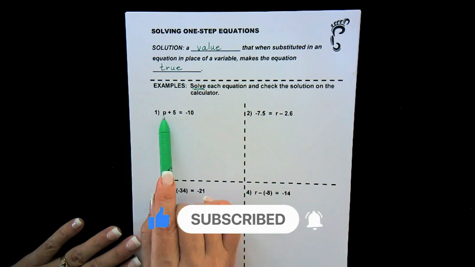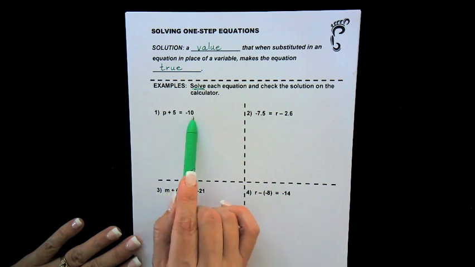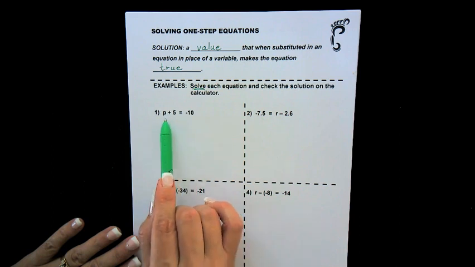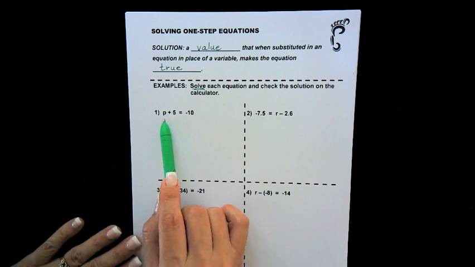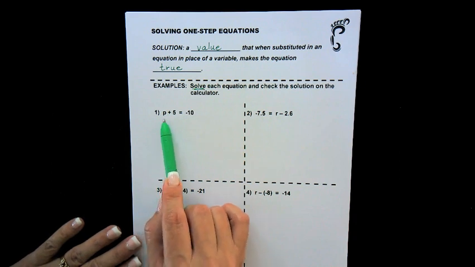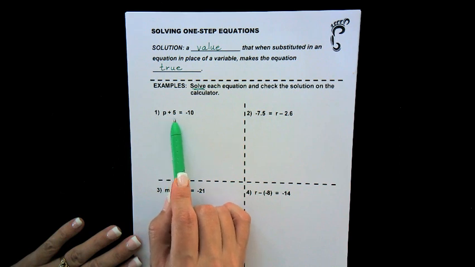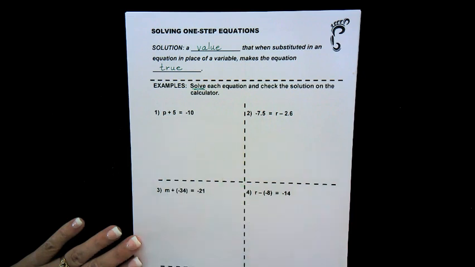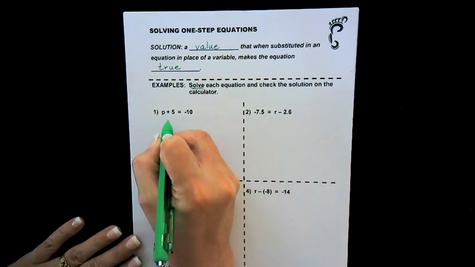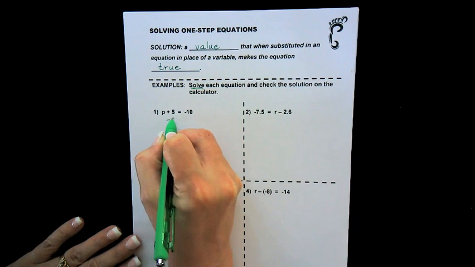So let's take a look at P plus 5 equals negative 10. Now what I want you to do is to ask yourself, what is happening to the variable? What's happening to P? Well, it's pretty easy because you can look right beside the P. It's being added by 5. So what we're going to do is the opposite of that. The opposite of adding 5 is to subtract 5.